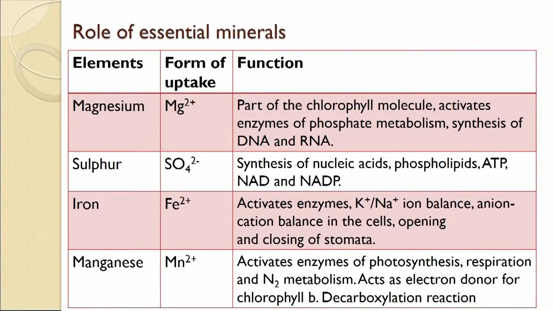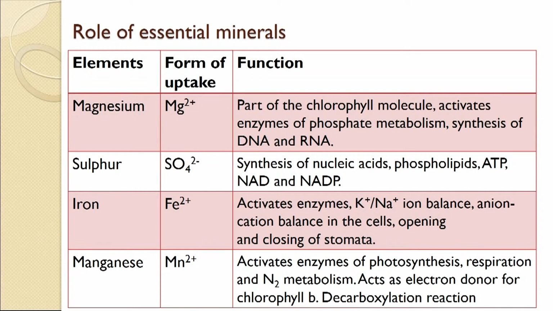Next essential mineral is magnesium. Magnesium is basically a part of the chlorophyll molecule. If we see the molecular structure of chlorophyll, we can see magnesium acts as the central atom of chlorophyll. It also activates several enzymes for phosphate metabolism, and it is also required for synthesis of DNA as well as RNA. Then comes sulfur.